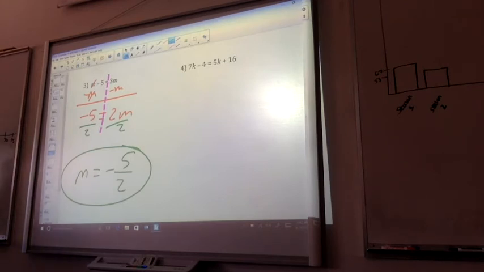Number 4. I have 7k minus 4 on one side and 5k plus 16 on the other side. What do you think? Could you add like terms? What do you have like terms for? Like minus 4 and oh wait. So like terms would happen on the same side. But I like your thinking. What do we got?